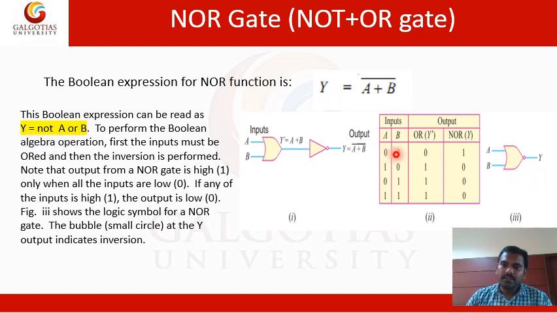If A and B are both 0, then the OR output will be 0 but the NOR output will be 1, because NOR is the complement of the OR output. Similarly, if A is 1 and B is 0, then the output from OR will be 1 but from NOR it will be 0. So we can see that the output will be 1 only when both the inputs are 0. And this is the symbol. We use a small bubble at the end of the OR gate. So the OR gate plus NOT gate form the NOR gate.